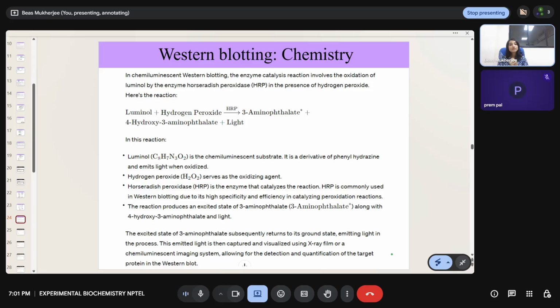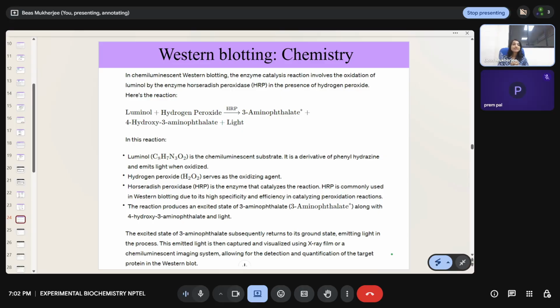So in this reaction, luminol is a chemiluminescent substrate. It is a derivative of the phenyl hydrazine and it emits light when oxidized. H2O2 is serving as the oxidizing agent. Horseradish peroxidase is the enzyme that catalyzes the reaction. HRP is commonly used in Western blotting due to its high specificity and efficiency in catalyzing the peroxidation reaction. The reaction produces an excited state of 3-amino phthalate along with 4-hydroxy 3-amino phthalate and light.